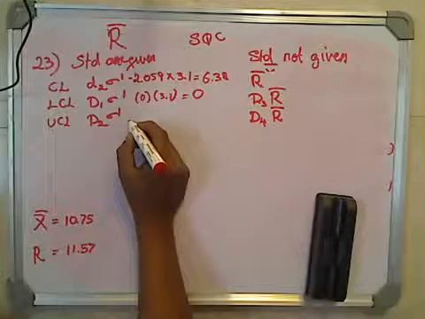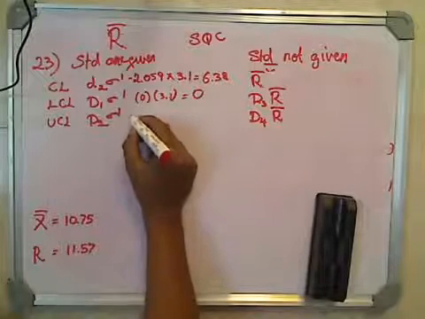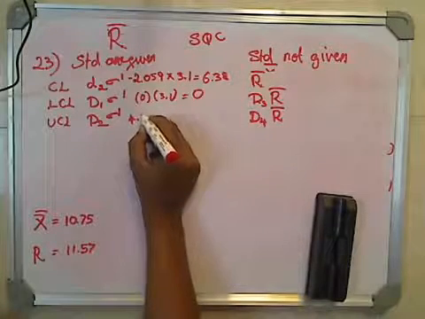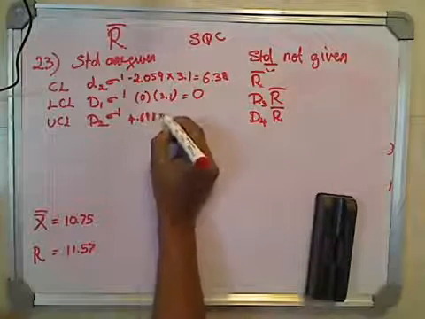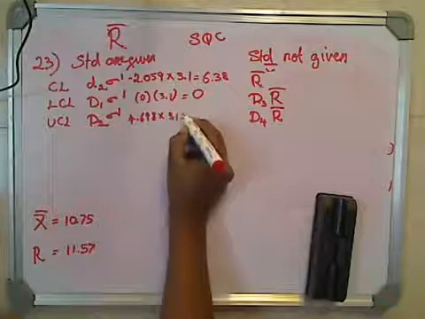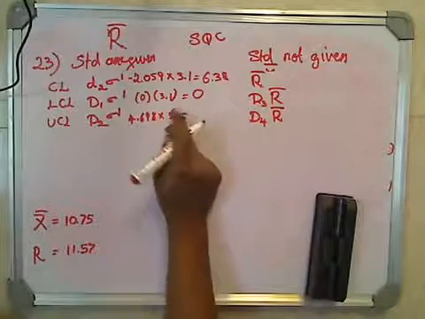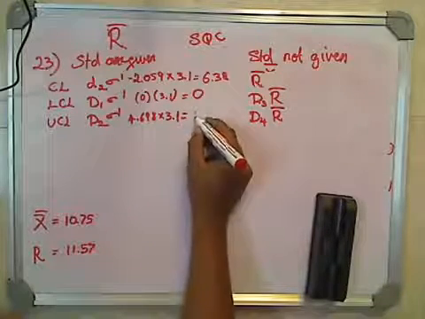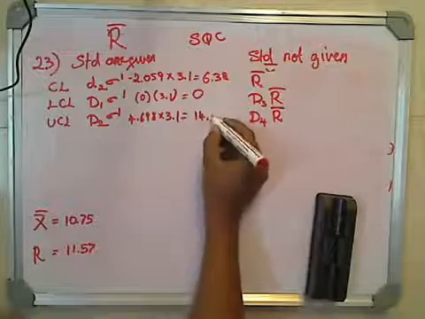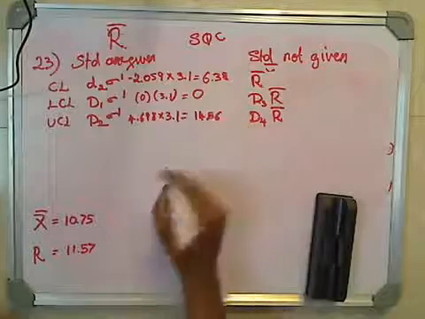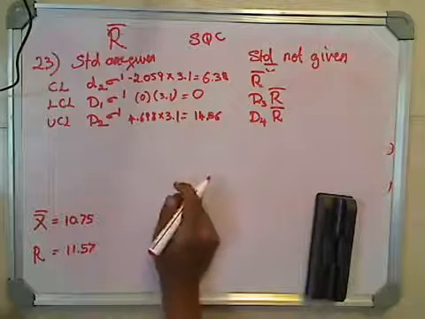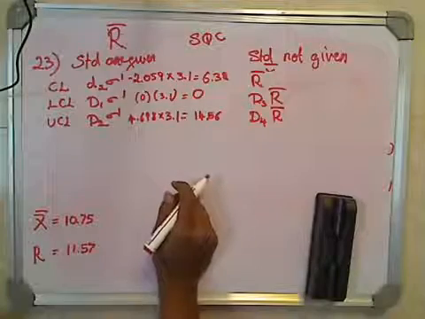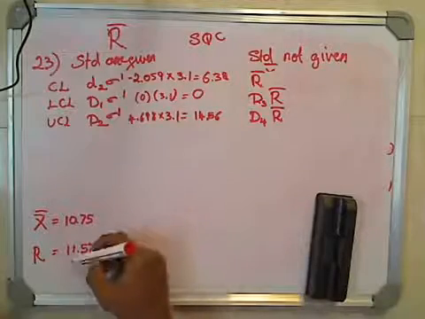And again, for the upper limit, D2 is 4.698 multiplied by 3.1, and you end up getting the value as 14.56. A similar thing you need to do in case the standards are not given. Now you already know the value of R.